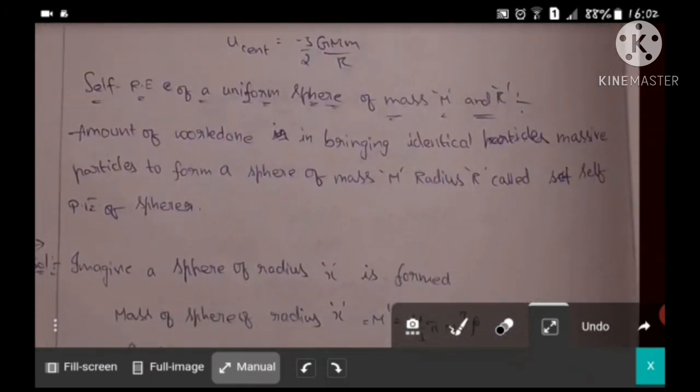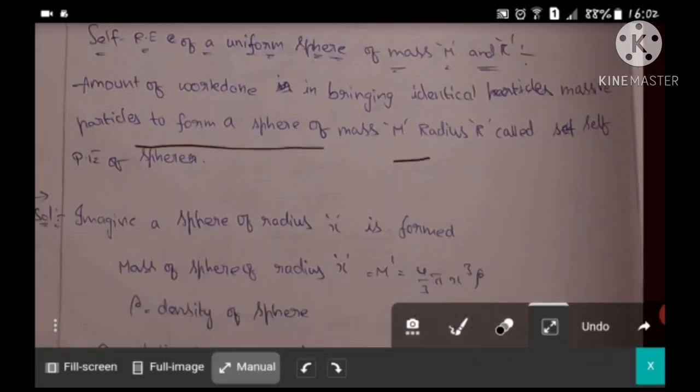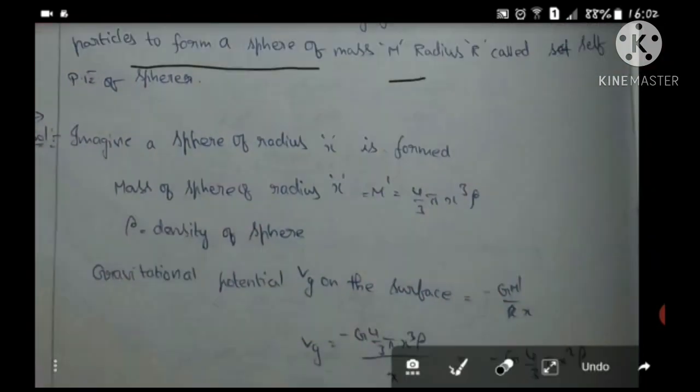The self potential energy of a uniform sphere of mass M and radius R. The amount of work done in bringing identical massive particles together to form a sphere of mass M and radius R is called the self potential energy of the sphere. Imagine a sphere of radius x is formed. Mass of the sphere of radius x is m dash, equal to 4 by 3 pi x cube rho. Here rho is the density of the sphere.